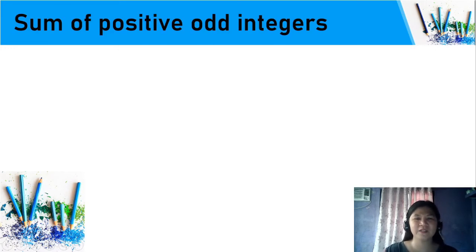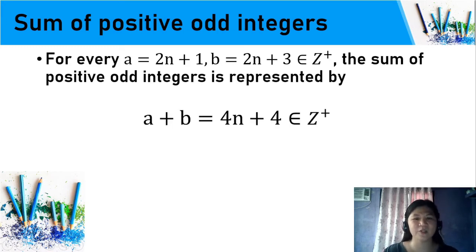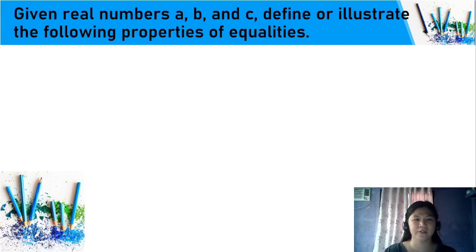Well, for the sum of positive odd integers, the same way goes through it. So for every a equals 2n plus 1, and for every b equals 2n plus 3, which are both elements of positive odd integers, their sum is represented by a plus b is equal to 4n plus 4.